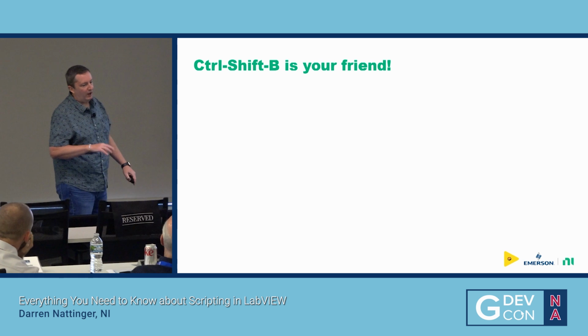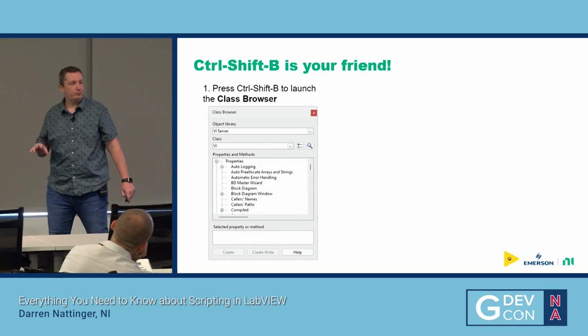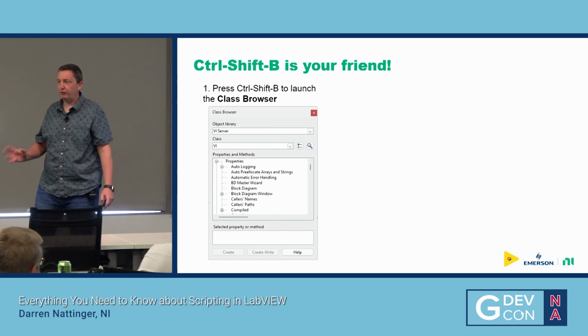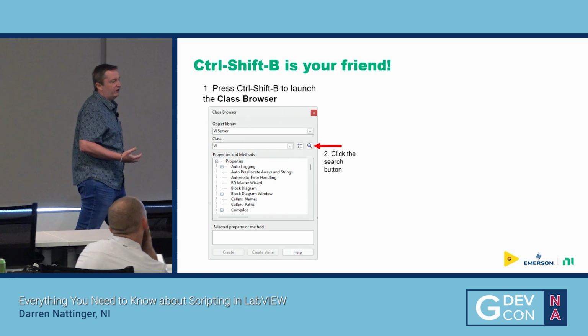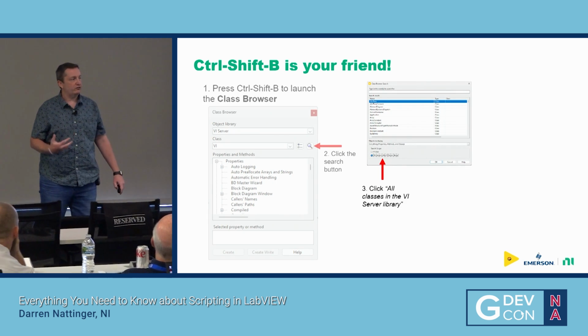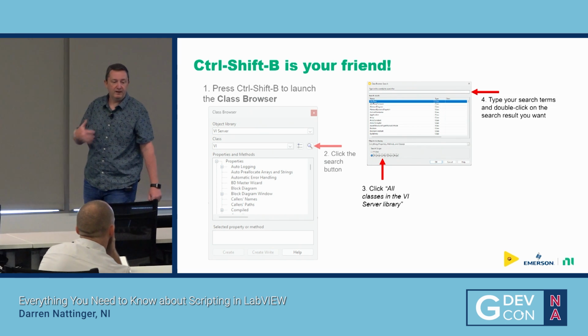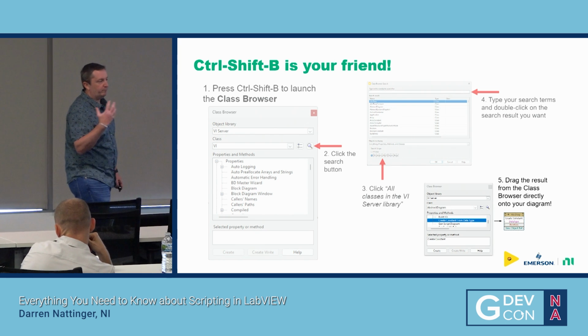All right, Control-Shift-B. If you've never used this tool before, it launches the class browser. Some of y'all have your laptops open right now. If you're in LabVIEW, you can press Control-Shift-B and see the class browser. When you press that, the first thing you want to do is click the search button, which brings up a search dialog. Change the search dialog to search through everything. Type the thing you want to search for. And after you double click on the result you want, it goes back to the class browser.